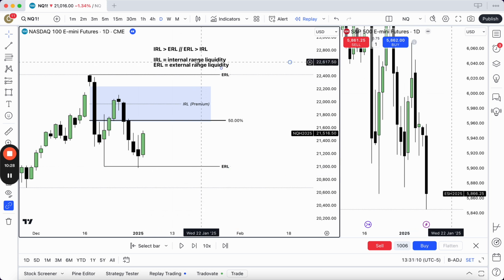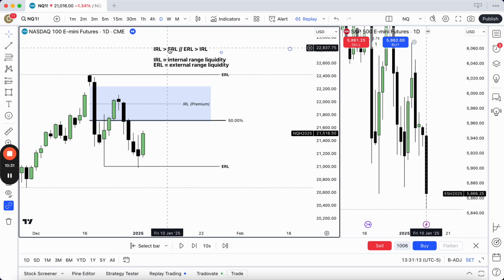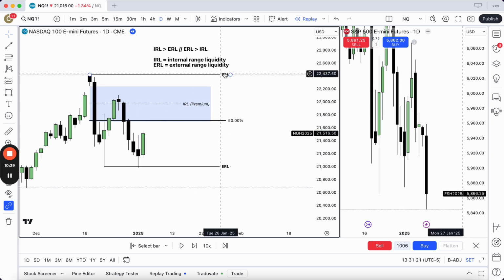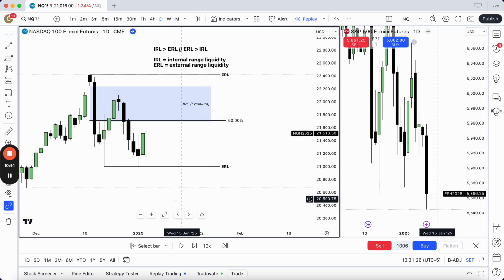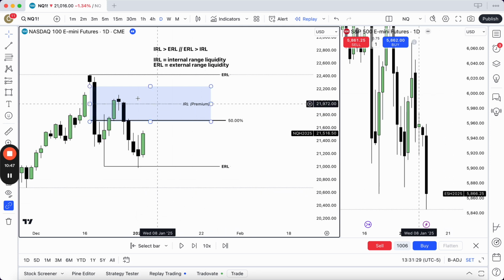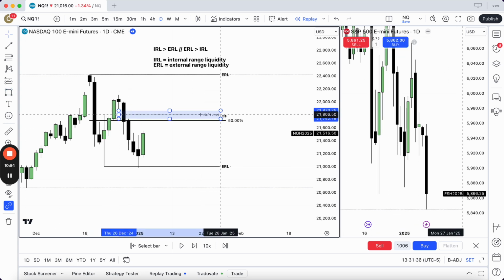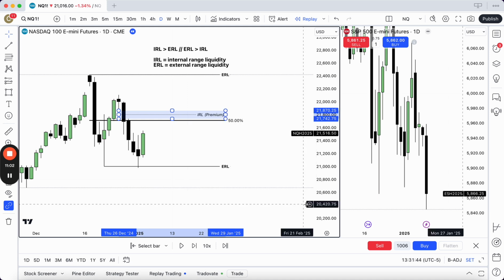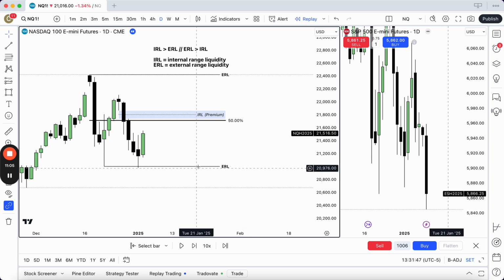Okay, so now, since we just made the IRL to ERL move, right, internal range to external, what can we anticipate? We can anticipate another IRL to ERL move, or ERL to IRL move, because we swept external range. Price only moves from external range to internal range. What do we have here? Well, on this move down, we put in this nice bearish fair value gap that is sitting right at premium. Okay, so it's sitting right at equilibrium, but it's in premium still. So price only moves from external range to internal range.